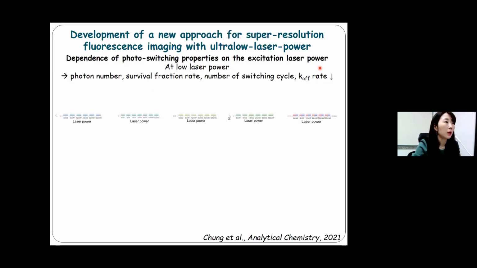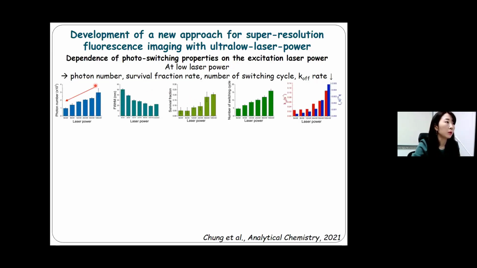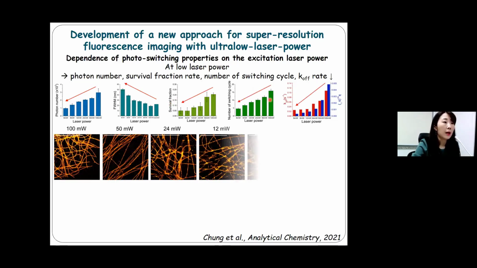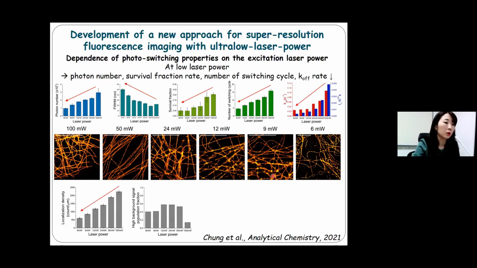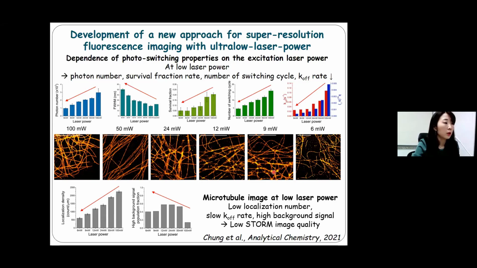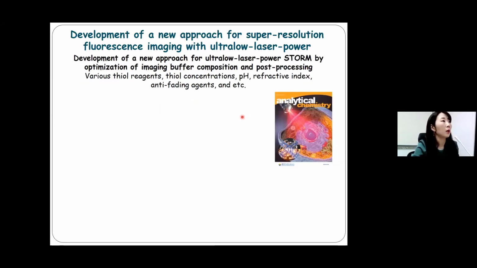Before we developed this method, we tried to systematically characterize the various photo-switching properties depending on the excitation laser power. Then we found that as the laser power decreases, the photon number decreases, the resolution gets worse, and the photo-switching rate gets lower. Because of that, we could see a lot of overlapped molecule localizations at low laser power, which gives low image quality like this.